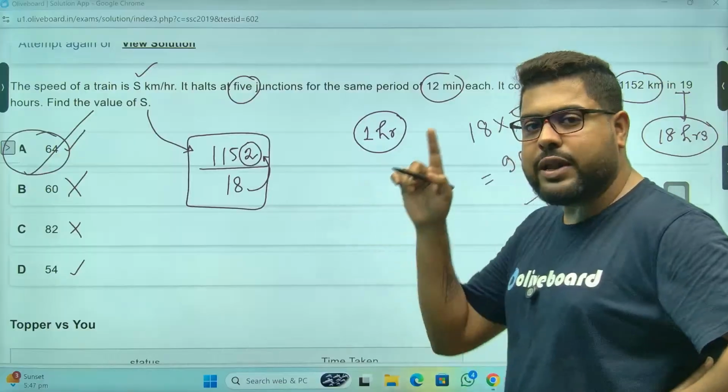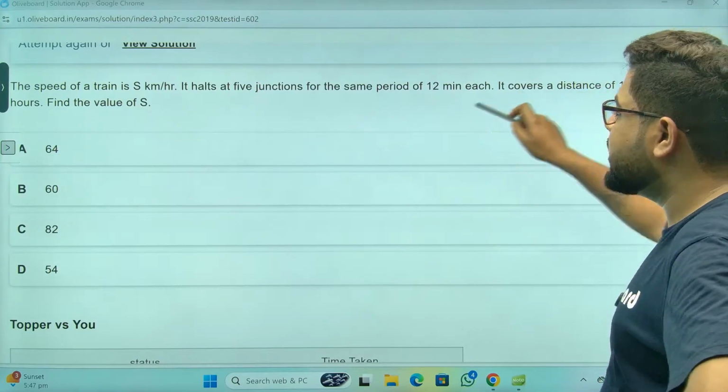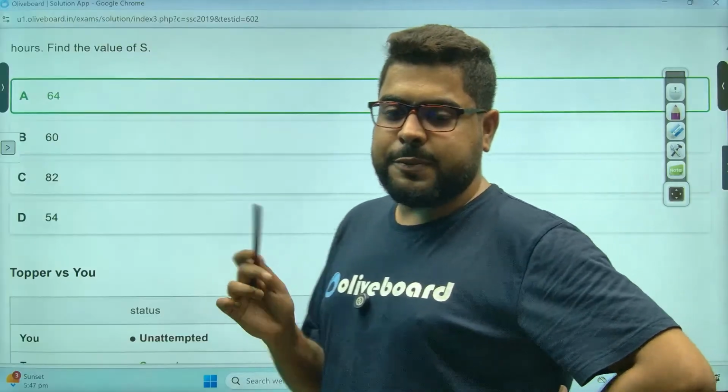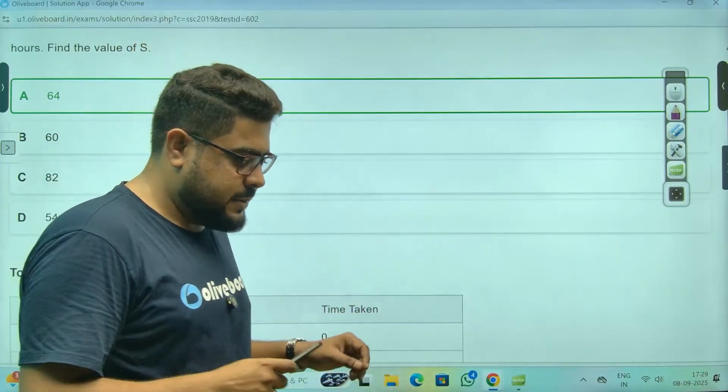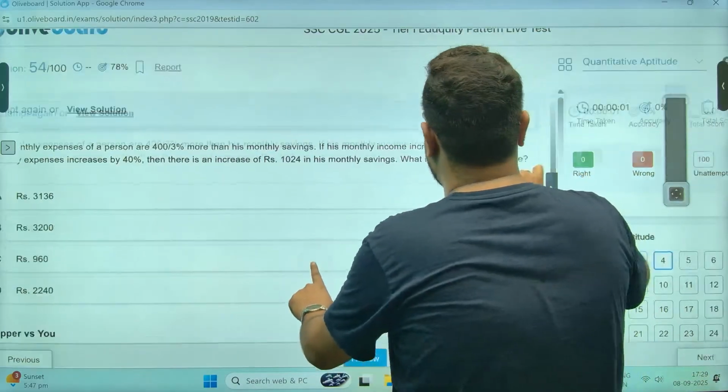You see, not everything requires calculation. Not everything needs calculation. Right? So again, you need to understand this.